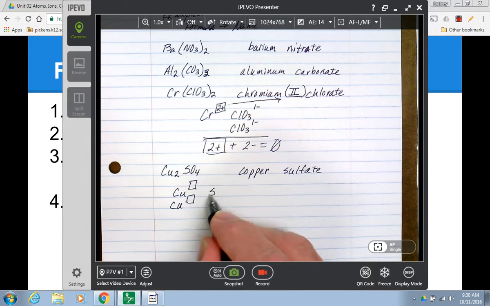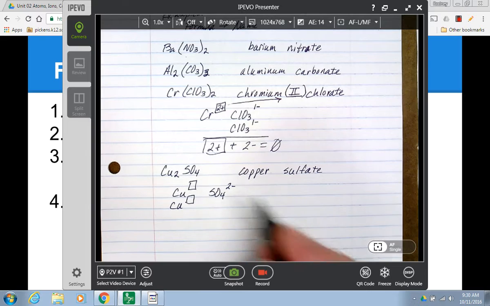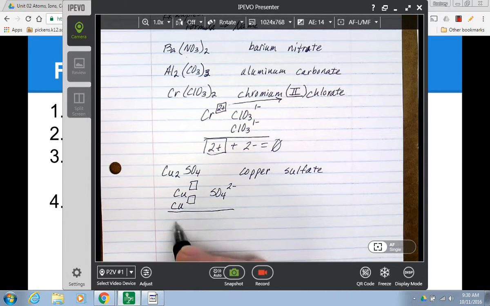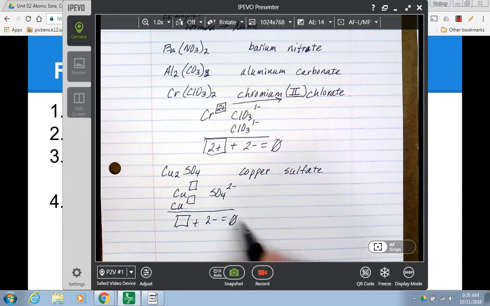Sulfate is a polyion, so it's SO4. Remember, it's grouped together. And we don't break up the sulfur and the oxygen. We look on our table that I gave you in class, and we find that sulfate is a 2 negative charge. So we want to take a look at this. We've got to figure out, okay, what plus 2 negative equals 0? All right, well, it has to be a 2 plus.